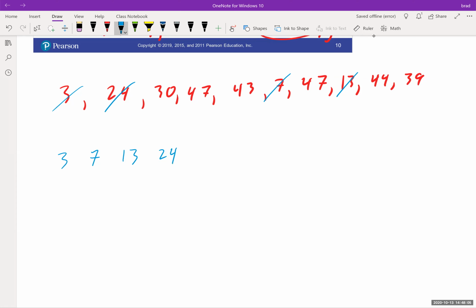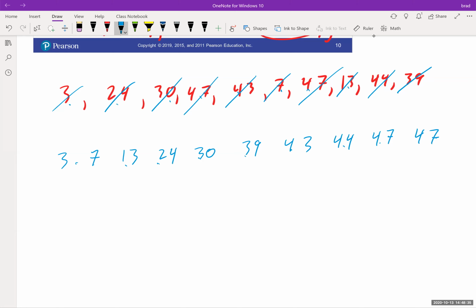The next one would be 30. The next one would be 39. The next one would be what? 43. The next one would be 44. The next one would be 47, and the next one would be 47. So 47 and 47. And I did use all the values: 1, 2, 3, 4, 5, 6, 7, 8, 9, 10.